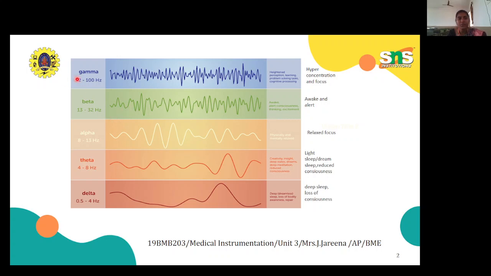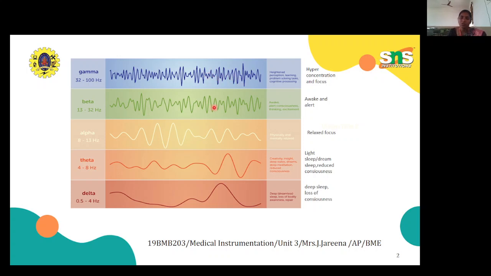Last, if you see the gamma, that is 32 to 100 hertz, if you are getting this type of waveform, the person is very hyperactive. They are very concentrated on the particular work they love to do, and very focused, especially when they are solving critical problems or doing some critical task.